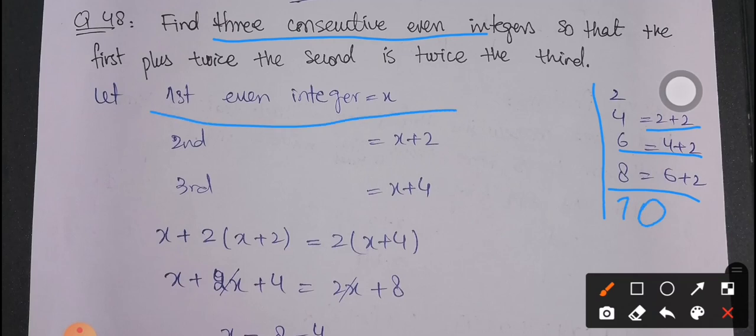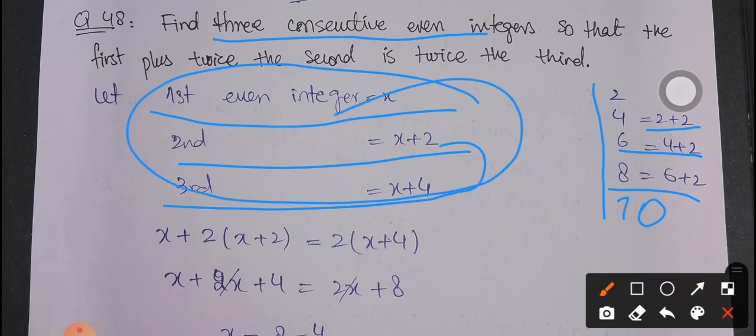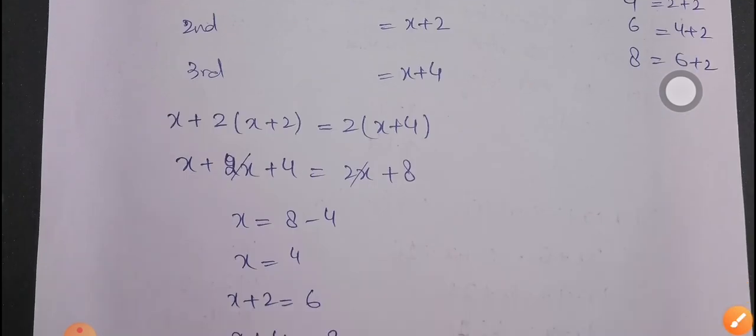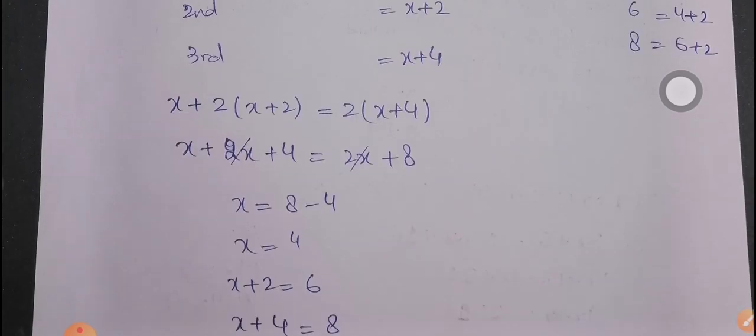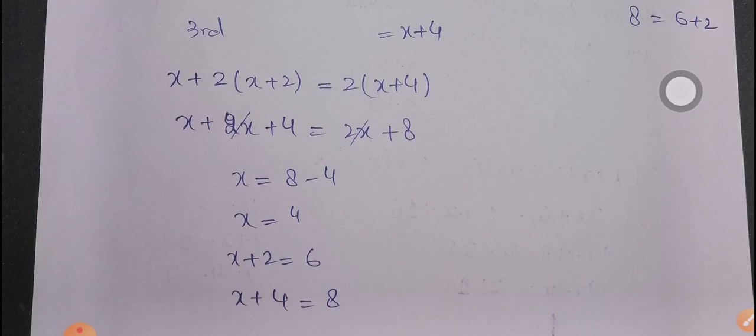So let the first even integer be x, so the second will be x plus 2, and for the third we will add 2 to the previous one, that is x plus 2 plus 2, that is x plus 4. Now these are the three consecutive even integers we have assumed, and now we have to write down the equation so that first plus twice the second, meaning 2 will be multiplied by the second one, is equal to twice the third, meaning the third will be multiplied by 2 again. And now you can solve this equation to get the value of x, which is 4. And now inserting the numbers, we get 4, 6 and 8, the three consecutive even integers satisfying the given condition.